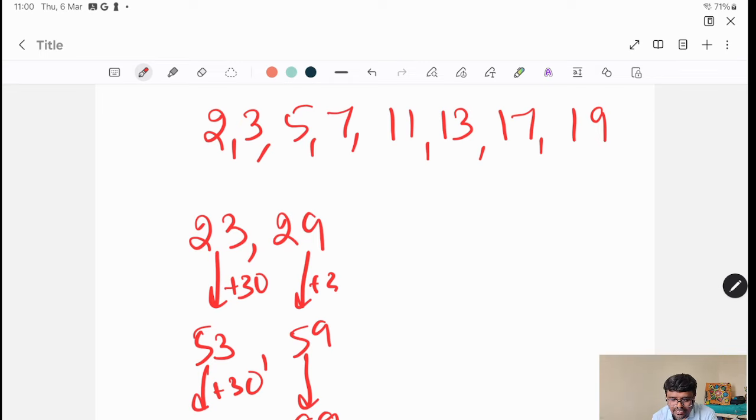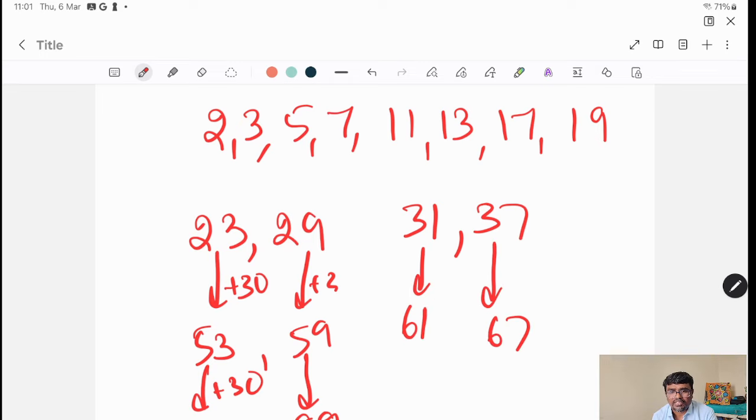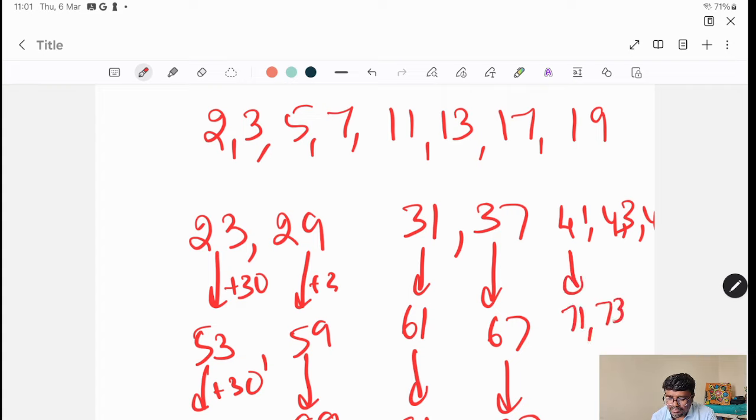In a similar way, 31, 37, plus 30 gives 61, 67, and then 91, 97. Here 41, 43, 47, then 71, 73, 77. Plus 30, plus 30, plus 30.